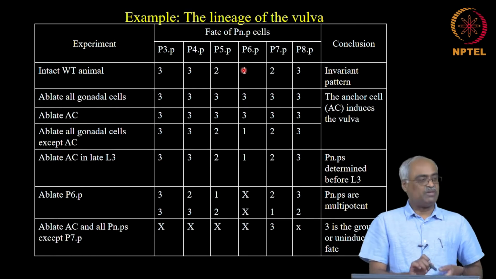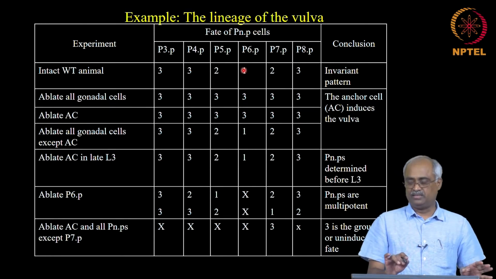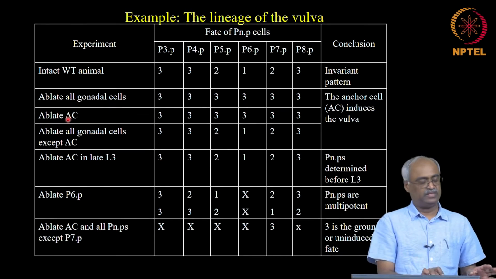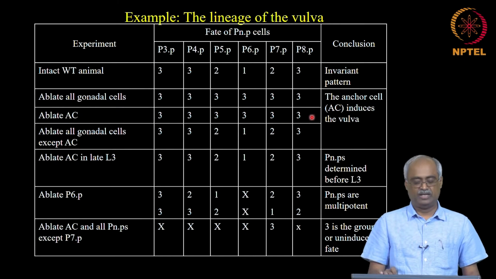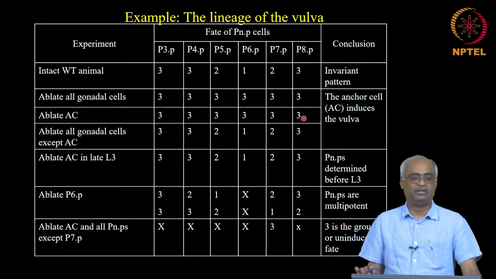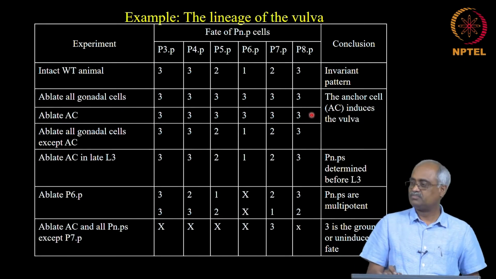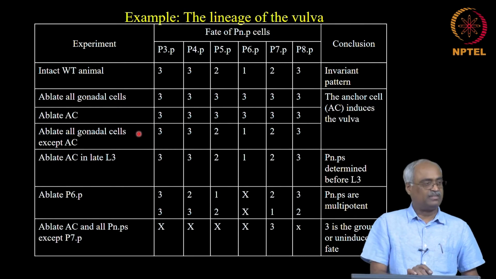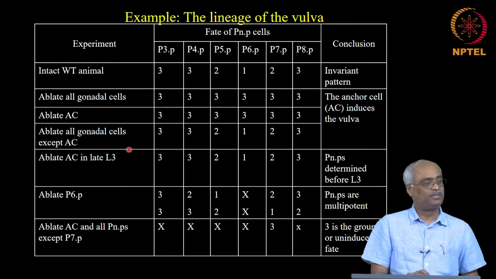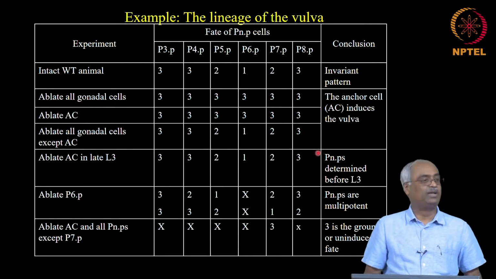Now, you leave the gonad intact like the rest of the gonadal cells, but only one cell, called the anchor cell, you ablate, then you get the same effect. None of these P and Ps acquired the secondary or primary fate. Then you do one more experiment where you ablate all gonadal cells leaving the anchor cell, then you end up finding it is like wild type.